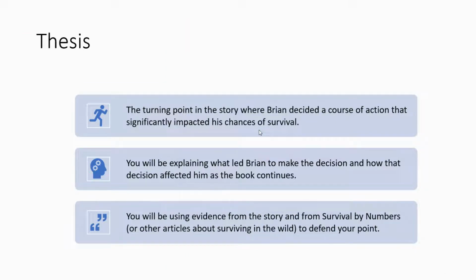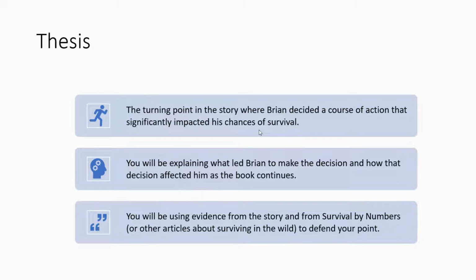So again, let's just repeat ourselves. What is a thesis? The entire purpose of an essay is to argue a thesis, to prove or defend a thesis. And the thesis for us is the turning point in the story where Brian decided on a course of action that significantly impacted his chances for survival.